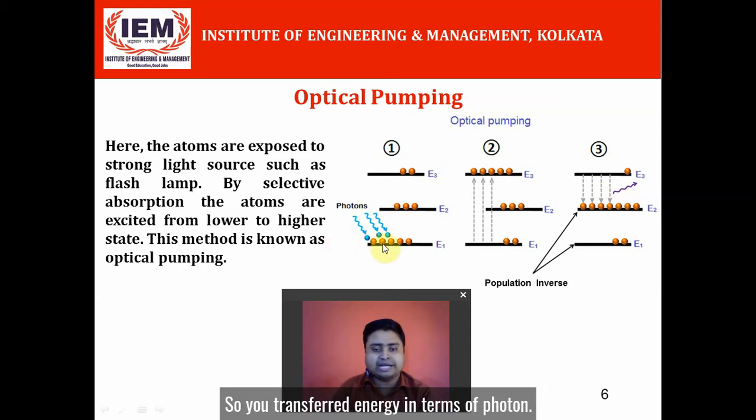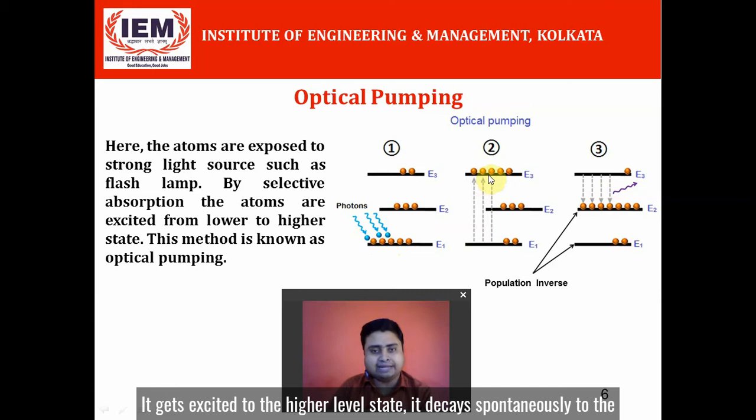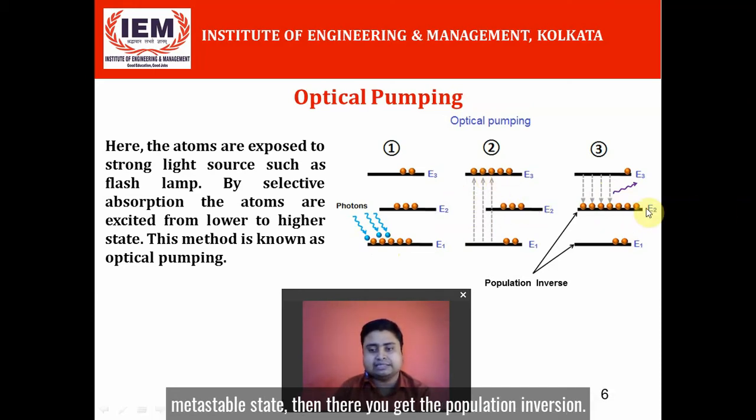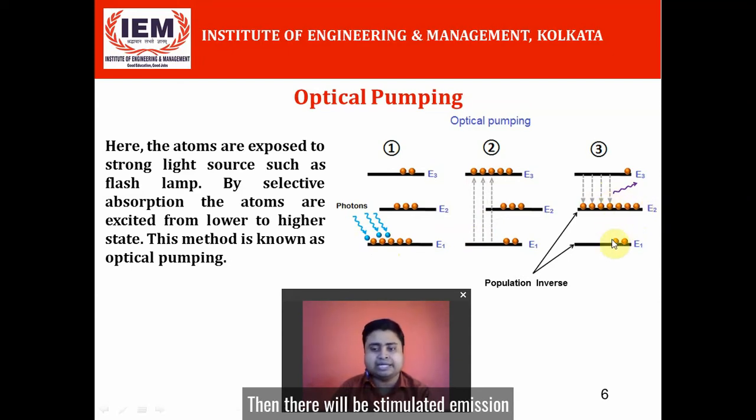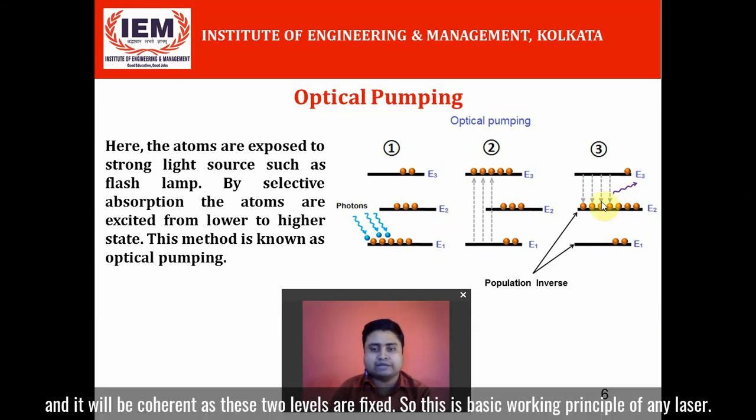So you transfer energy in terms of photons. The electron gets excited to the higher level state. It decays spontaneously to the metastable state. Then you get the population inversion. Then there will be stimulated emission between these two levels, and it will be coherent as these two levels are fixed. So this is the basic working principle of any laser.